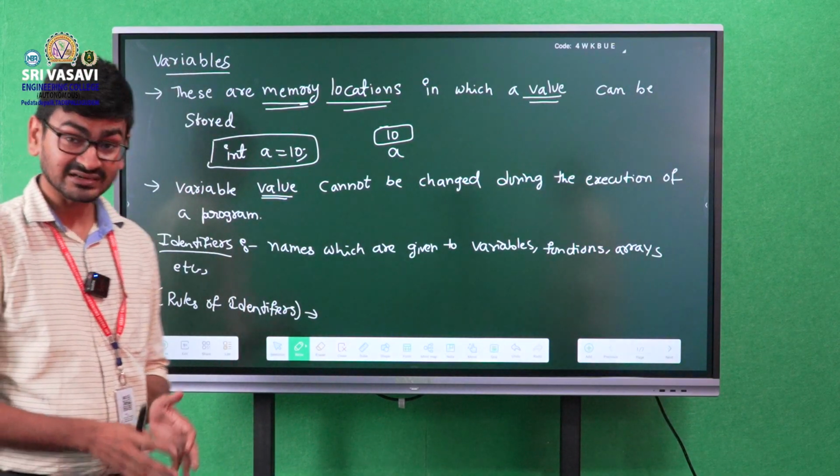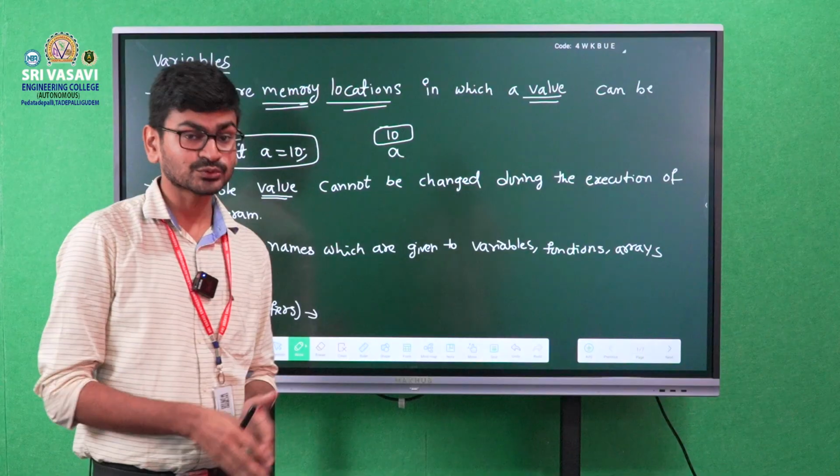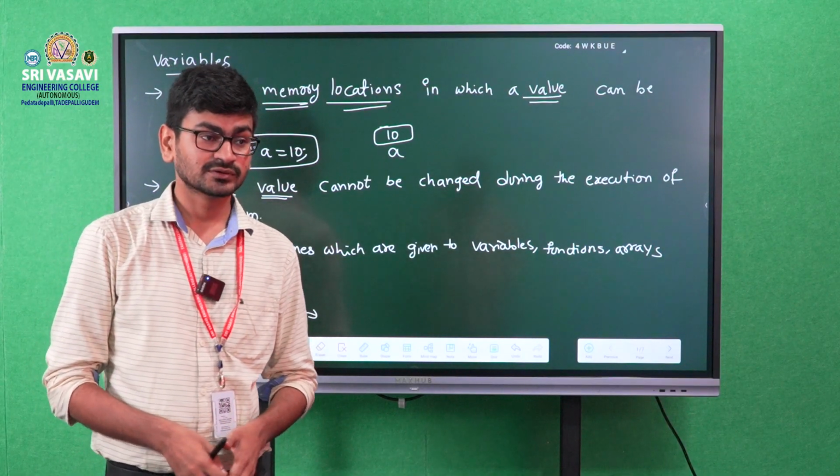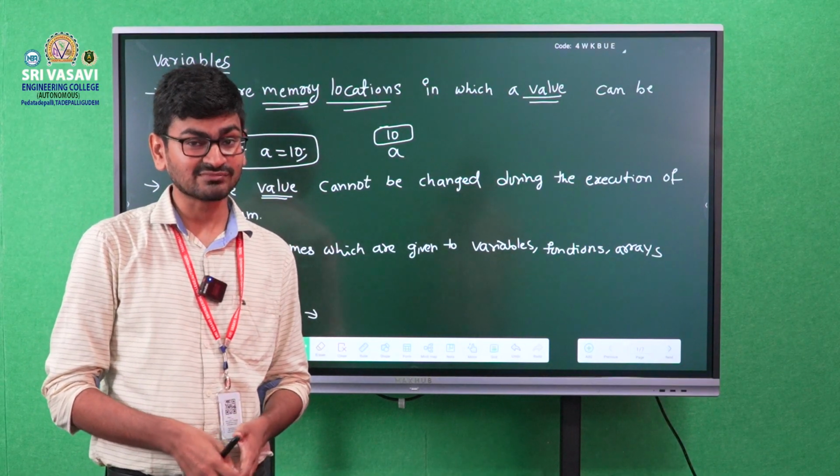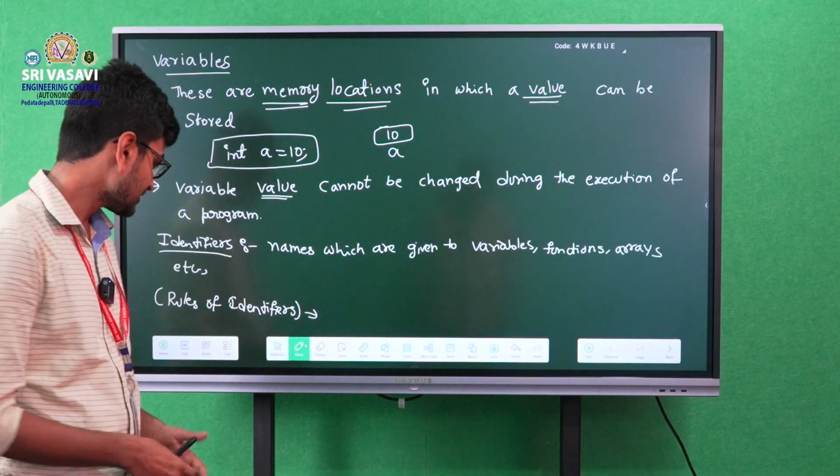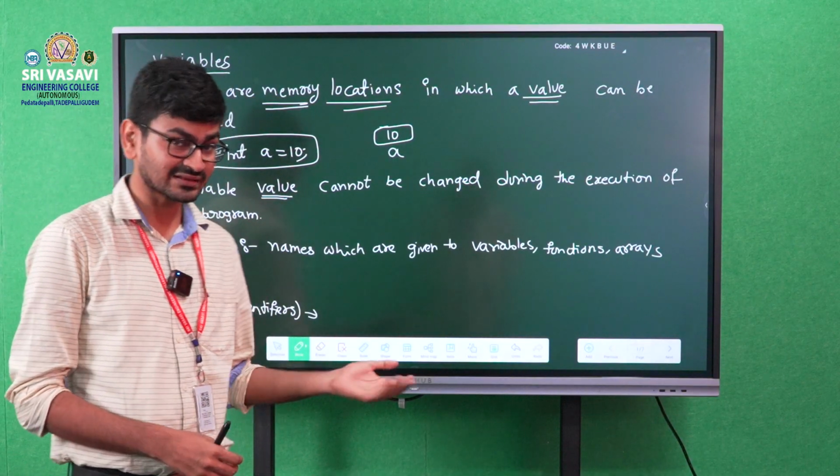But there are certain rules for identifiers. You have to follow those rules in order to give the variable names, function names. So that is the meaning of identifiers. We will see the rules of identifiers in the next slide.